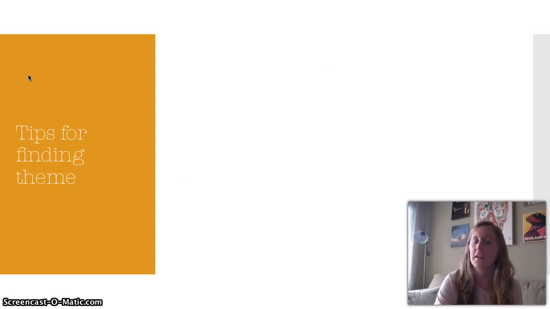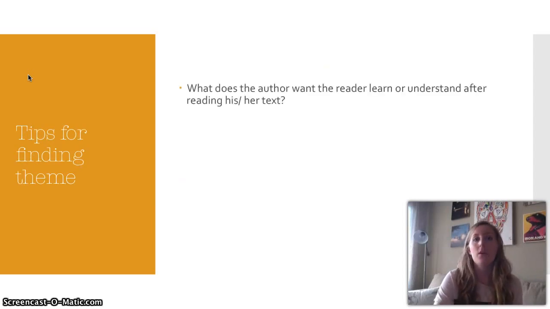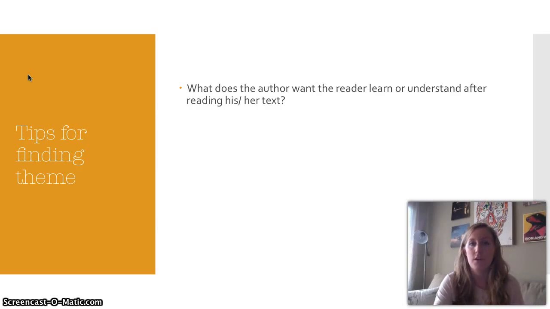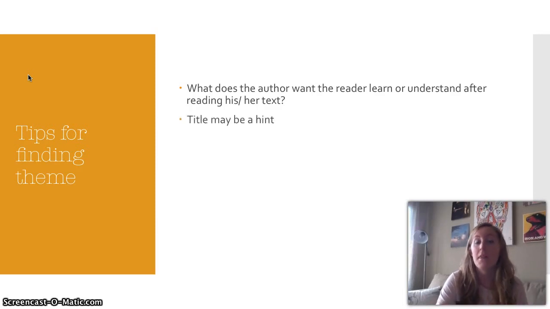Here are some tips for finding actual themes. Ask yourself this question: what does the author want the reader to learn or understand after reading his or her text? If you ask that question, that'll really help you try to get an idea of what a theme is. If we're looking for the message, that makes sense as a tool to find the theme. The title may be a hint. Sometimes you're lucky. I think in the case of "Love," it really is a hint. I think that that's one of the major topics in the story, and then that can be transformed into a theme.